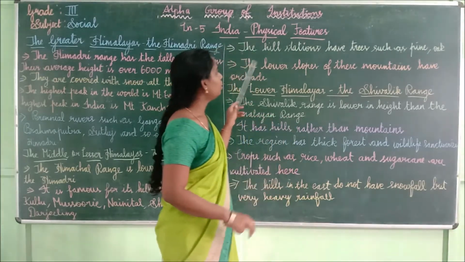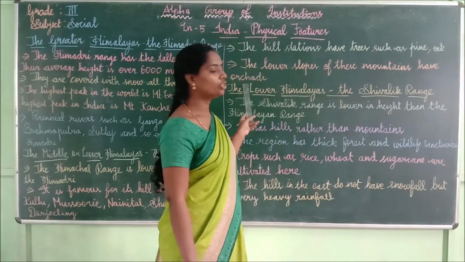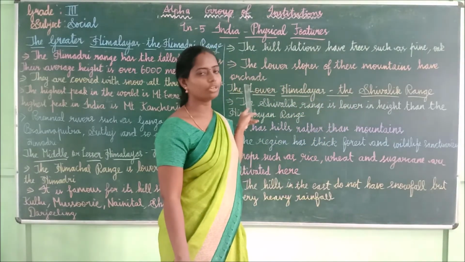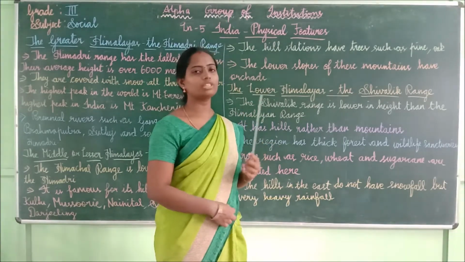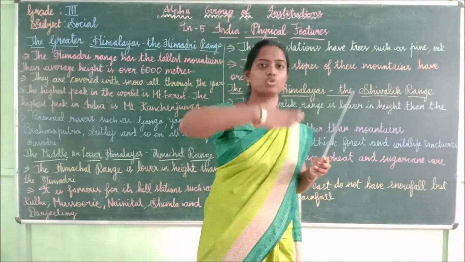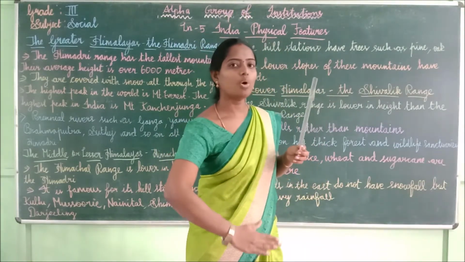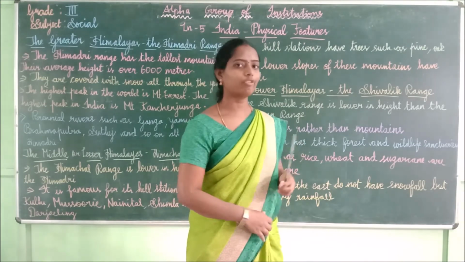And then the lower slopes of these mountains have orchards, which is meant by fruit garden. What is meant by orchard, children? Fruit garden. The lower slopes means the lower part of the mountain, which is like a slope structure, no? So the lower part of the mountains has orchards, which means fruit gardens.